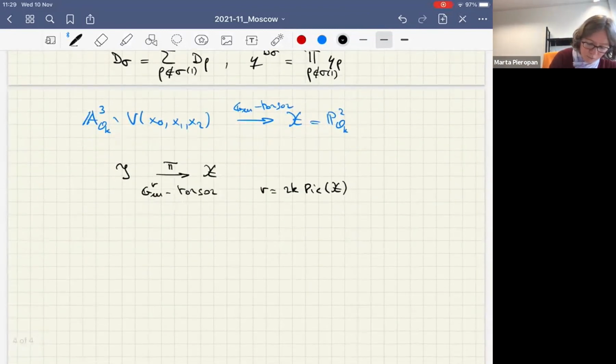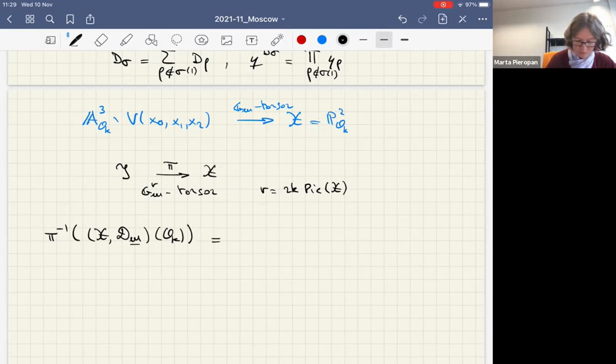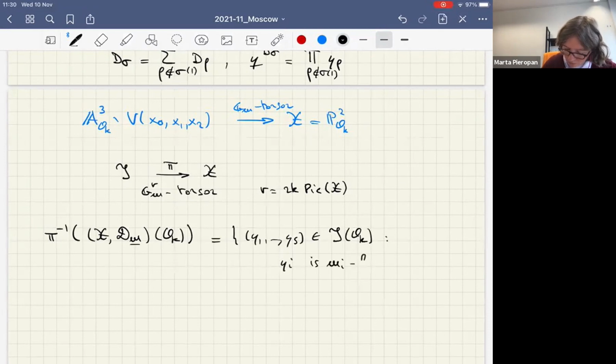And I'm going to tell you what the pre-image of the set of Campana points looks like on Y. Points on Y with coordinates y1 up to ys, integral points on Y, that map down to Campana points are precisely those that satisfy the condition yi is mi-full for every i.